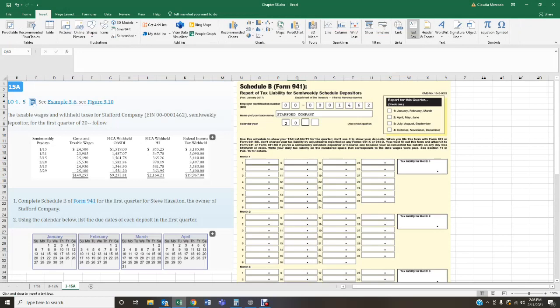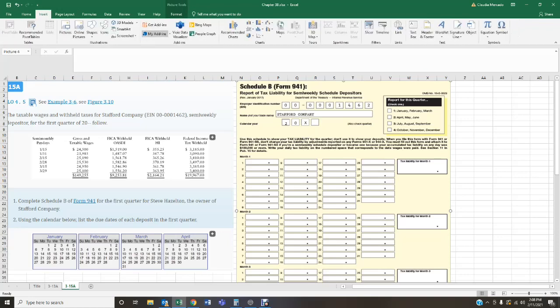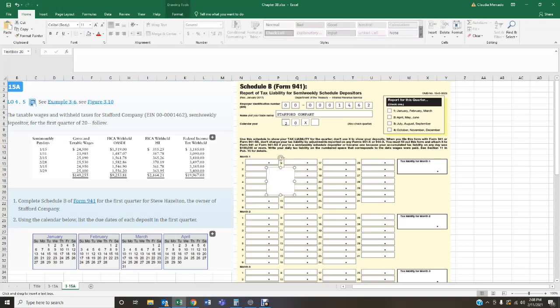So then you put the year. In this case, we don't know the year. It's just 20, and I'm going to put XX because they don't give us a year here. So you get my point of what we're doing.